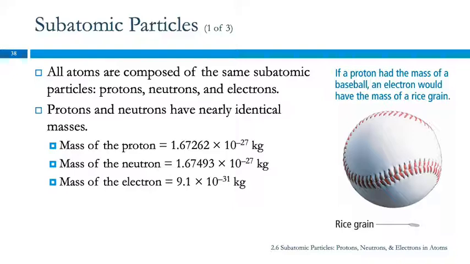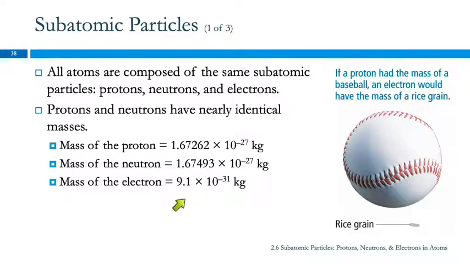So protons and neutrons have nearly identical mass. For our purposes, they're the same. 1.67262 times 10 to the minus 27 kilograms, 1.67493. Big deal, right? There's a small difference, but for the most part, we really don't care. Those are essentially the same.